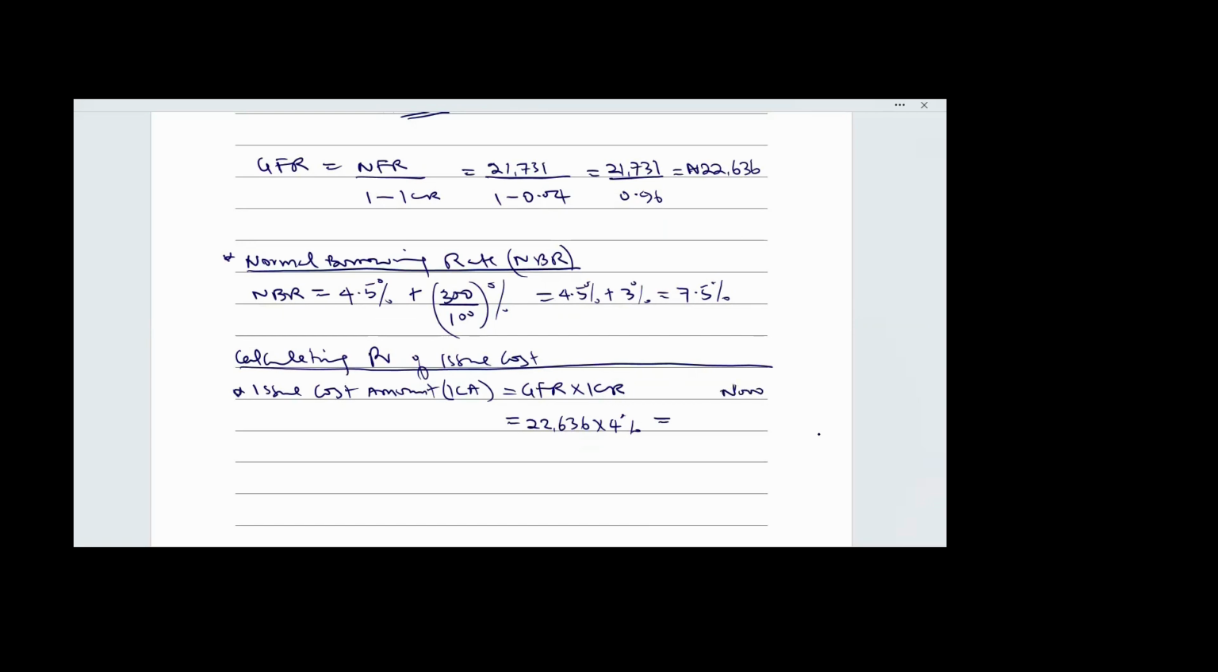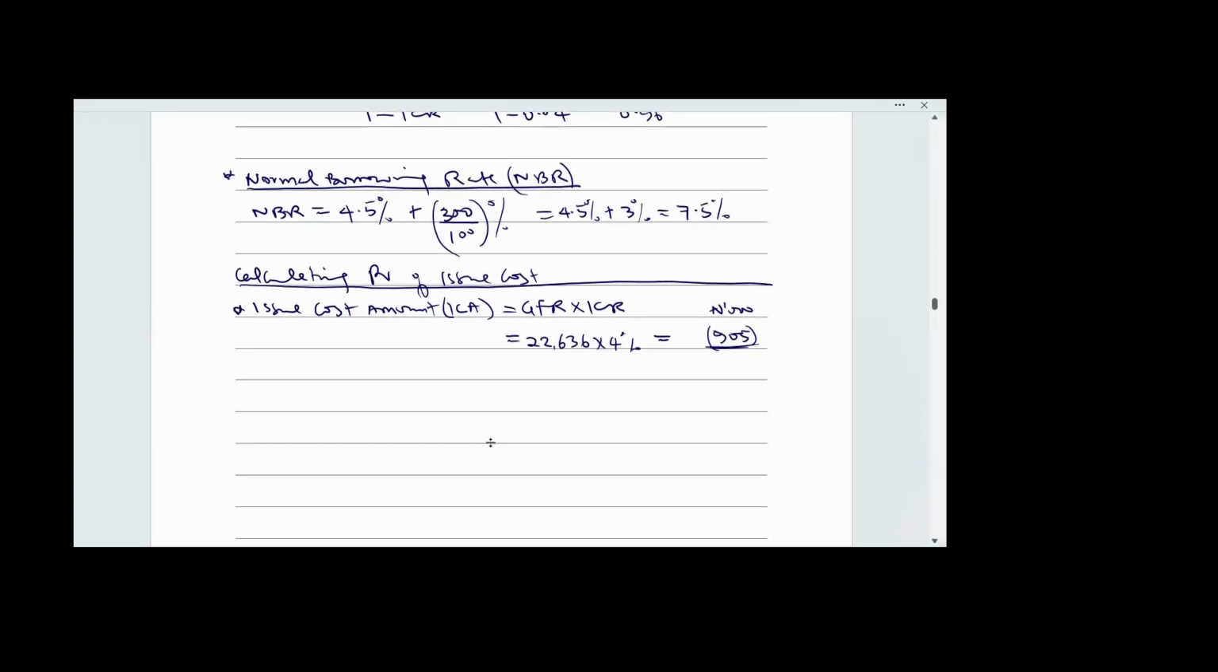905 is the issue cost amount. It's a cost, so it must be in brackets. The second step is to calculate the PV of the issue cost. You calculate the present value of the issue cost amount, which is equal to the issue cost amount multiplied by the discount factor at year 0.